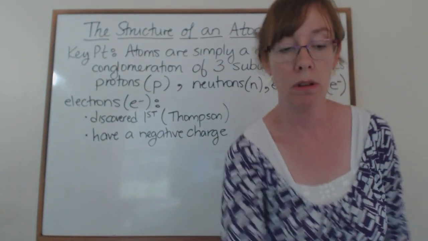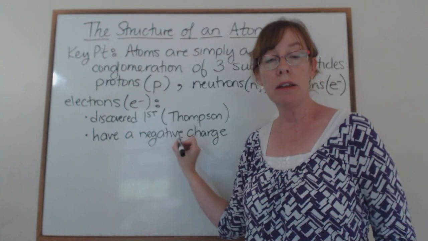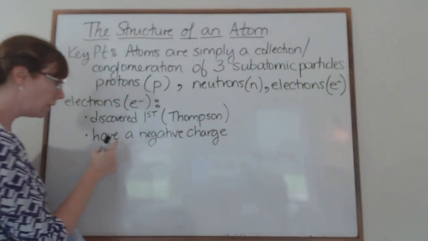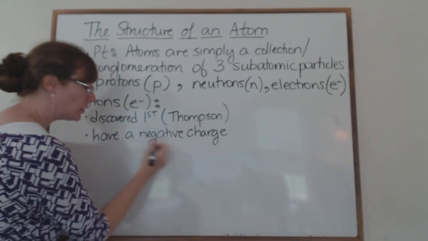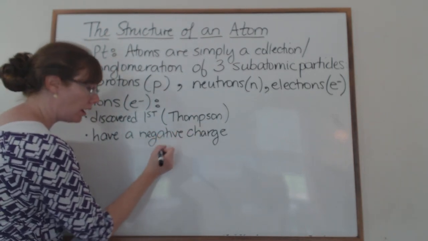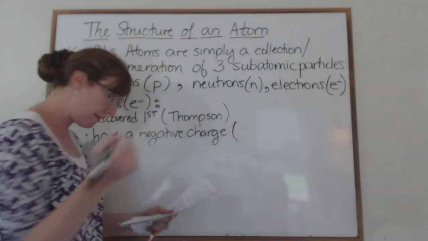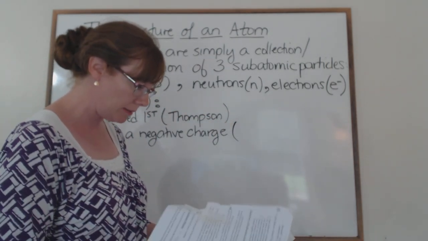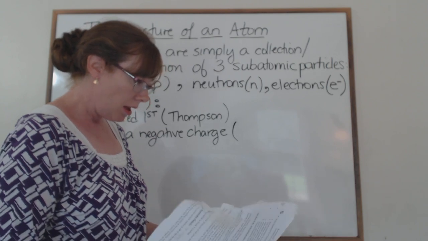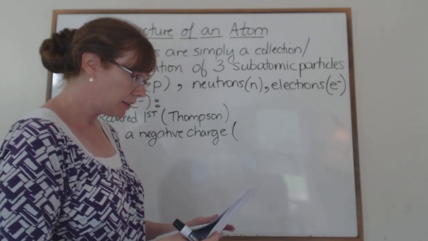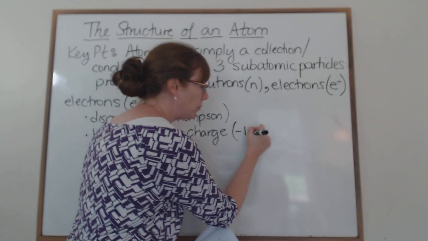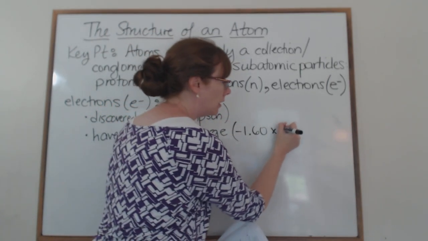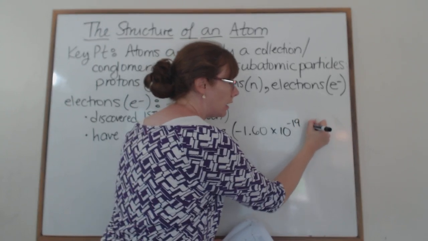Okay, so now that we have a little bit about what electrical charge is, let me give you the electrical charge in coulombs of one electron. Electrons have a negative charge. Let me give you the exact number. I have it written down. I don't have it memorized, and I'll explain why in just a minute. Here it is: -1.60 times 10 to the negative 19th coulombs.